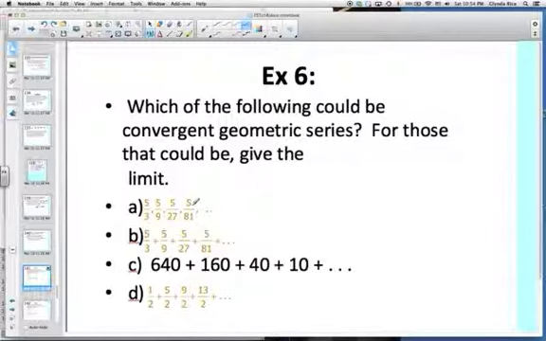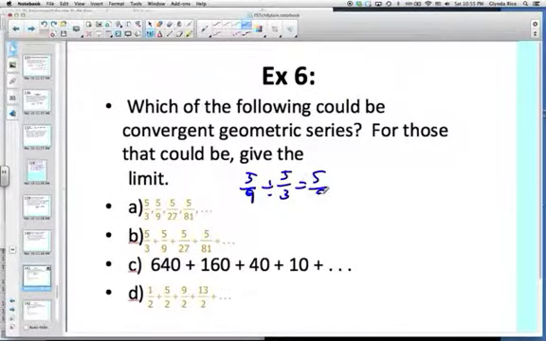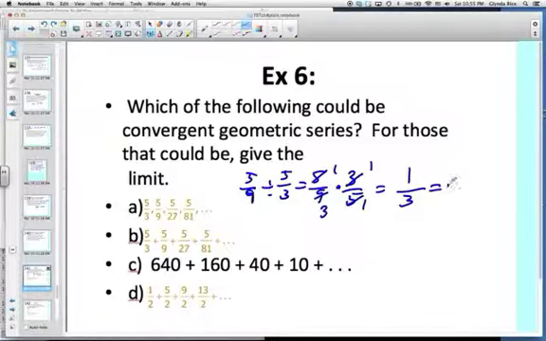So 5/9 divided by 5/3. If you're dividing by a fraction, multiply by its reciprocal. 3 goes into 3 once, 3 goes into 9 3 times, 5 goes into 5 once, 5 goes into 5 once. 1 times 1, 1, 3 times 1, 3. R is 1/3. R is smaller than 1, so this converges.